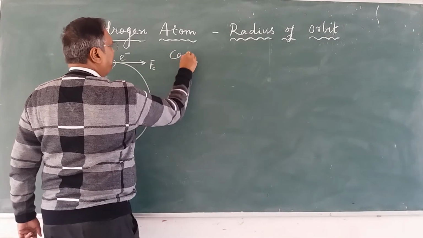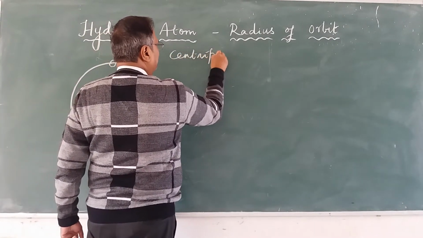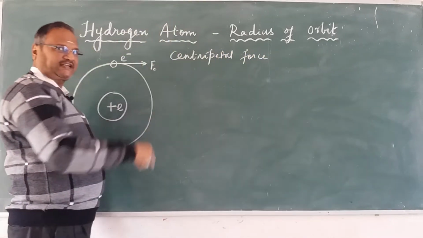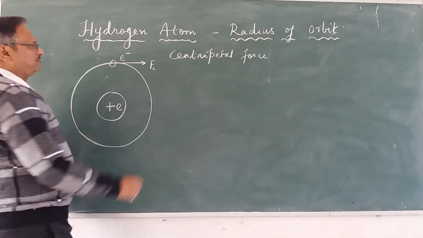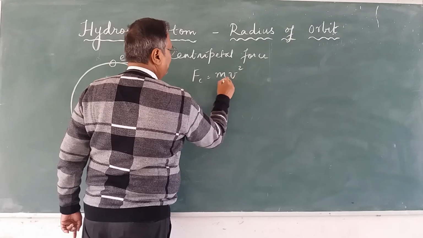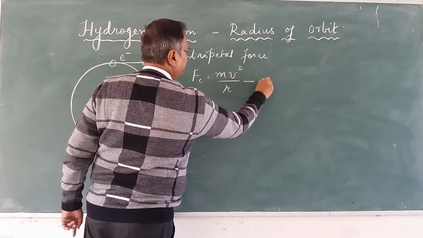So what is the centripetal force? The centripetal force is the force acting towards the center, that is Fc equals mv square upon r. Make it equation number 1.